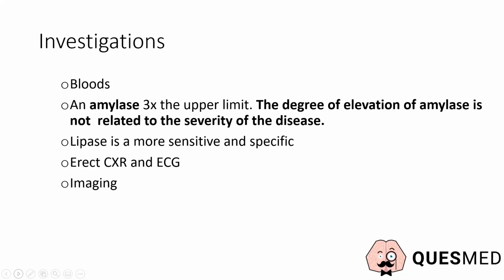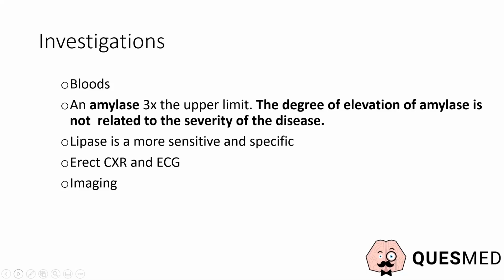For any patients presenting with epigastric pain, it's really important that you perform an erect chest X-ray and an ECG. The reason for getting an erect chest X-ray is to exclude any free air under the diaphragm, so any perforation which could present with epigastric pain. And the reason for getting an ECG is because patients who present with MIs who have atypical presentations may also present with epigastric pain. So you just always need to get a chest X-ray and an ECG in patients with epigastric pain.